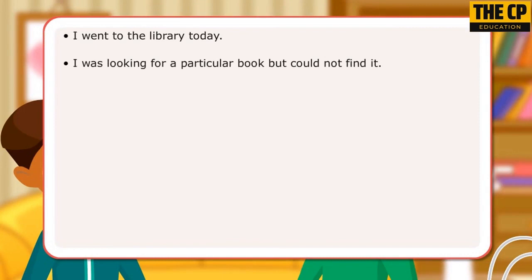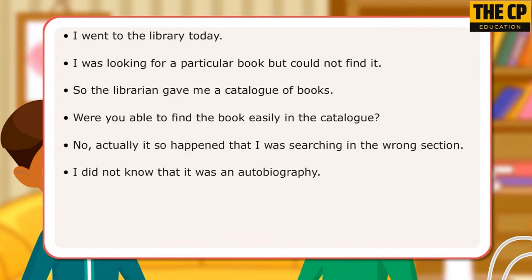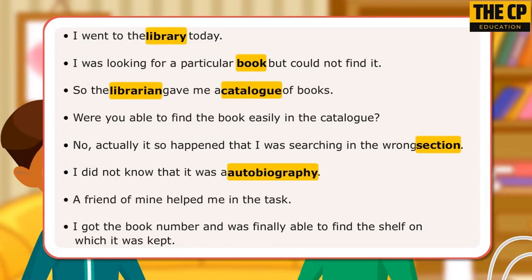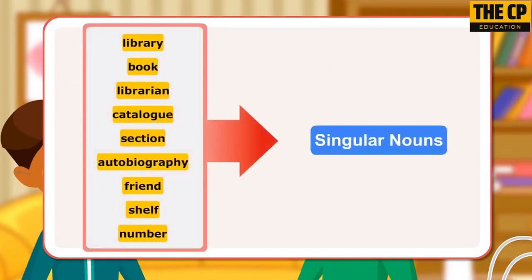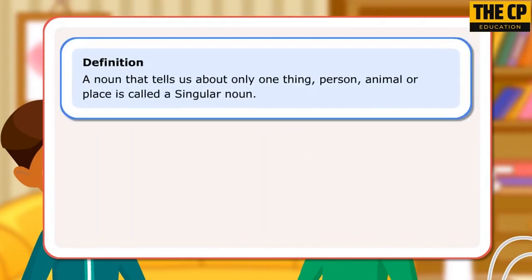Sejal and Ravi have spoken about a single thing, place, or person several times in their conversation. The words library, book, librarian, catalogue, section, autobiography, friend, number, shelf are examples of singular nouns. Definition: a noun that tells us about only one thing, person, animal, or place is called a singular noun.